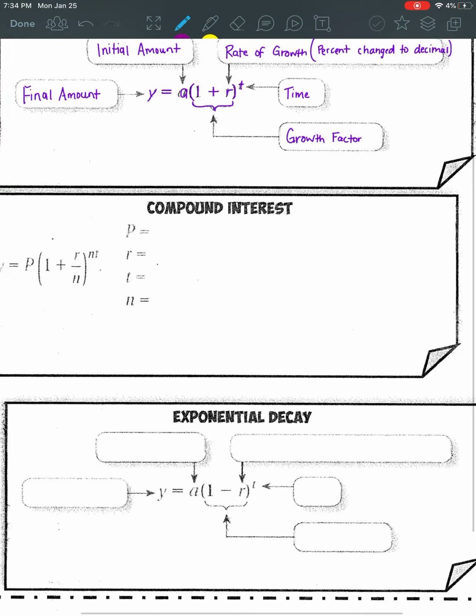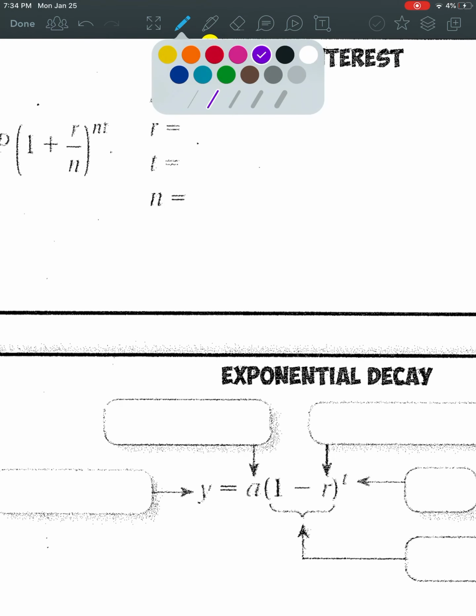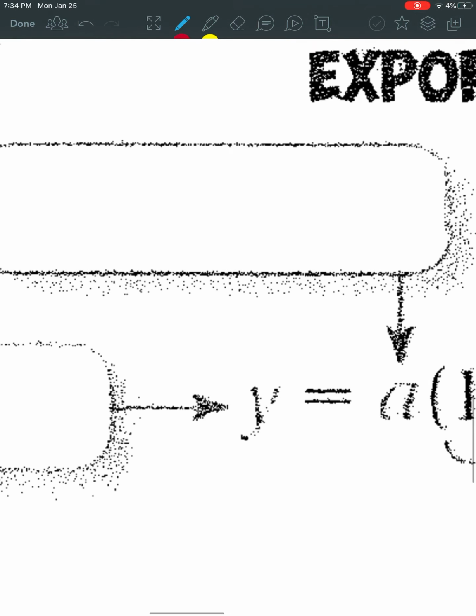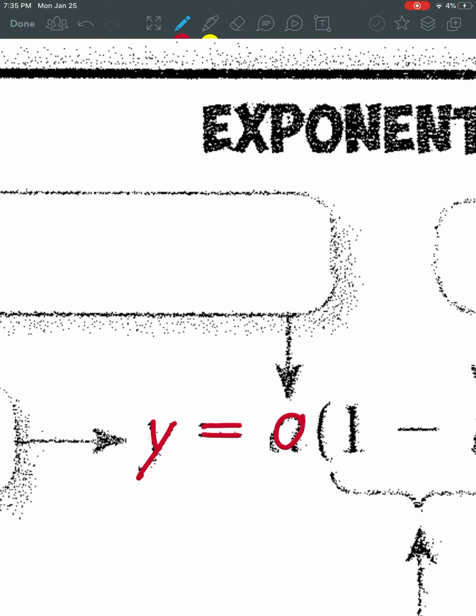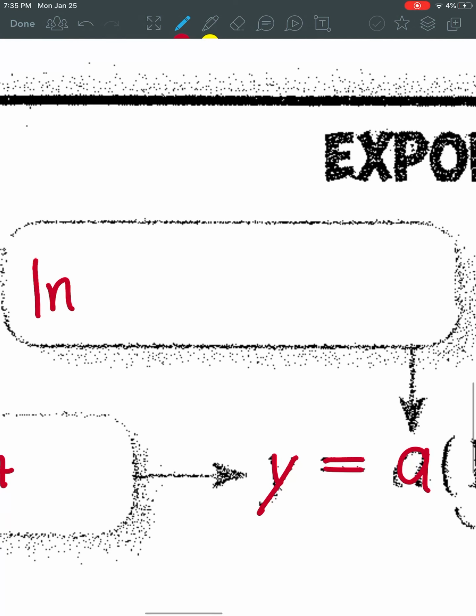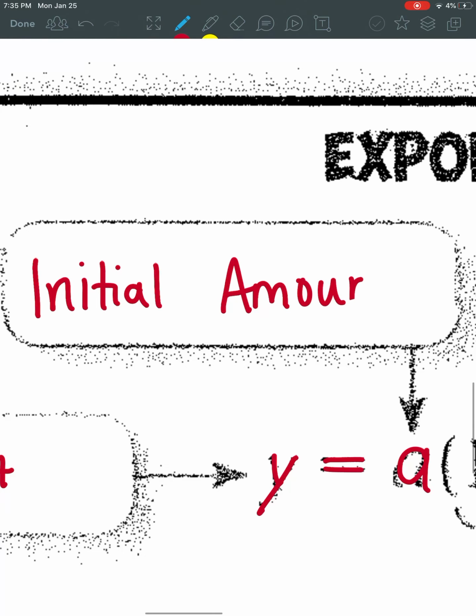Now, it is very similar, so I'm actually going to jump down to the exponential decay because it's very, very similar. There's just one difference. The difference is that our number is going to be going down. So again, y represents our final amount. That's what we want to solve for. The A still represents our initial amount. So where did the number start out at?